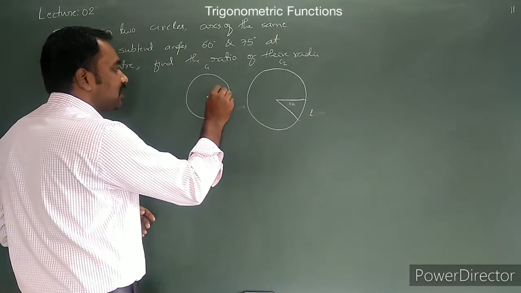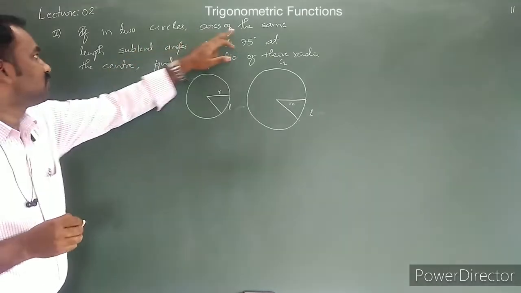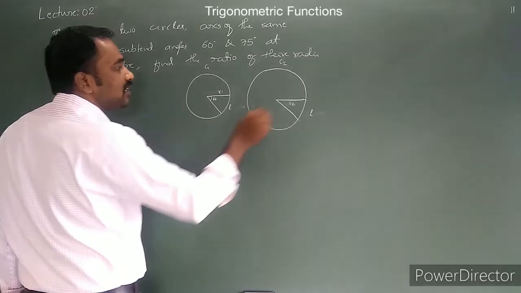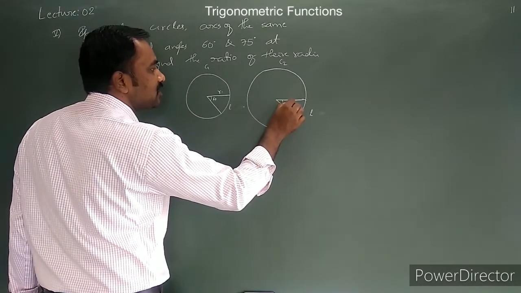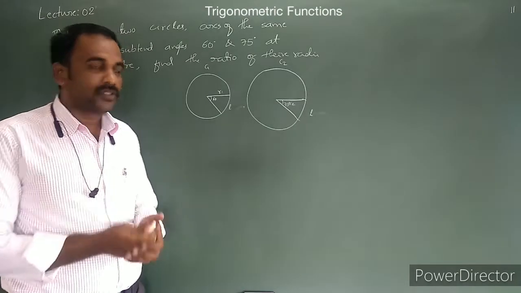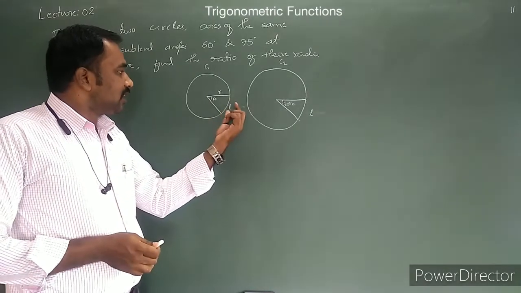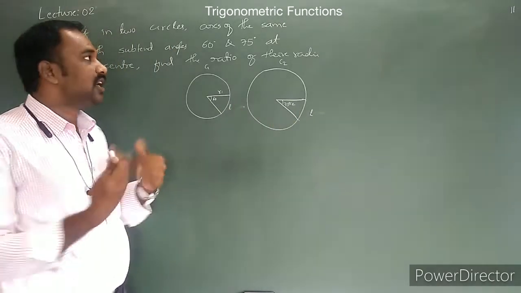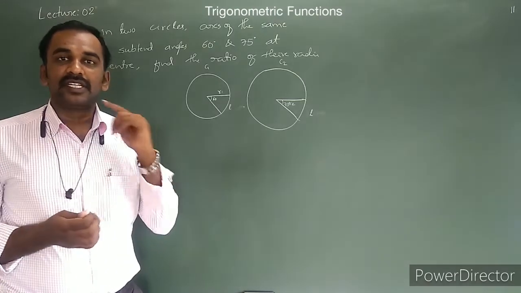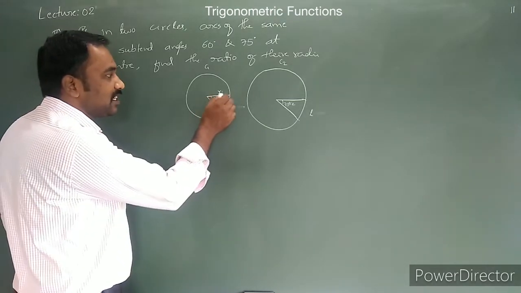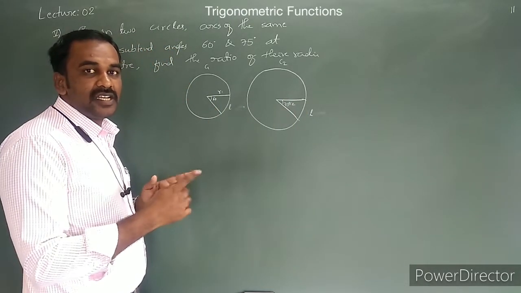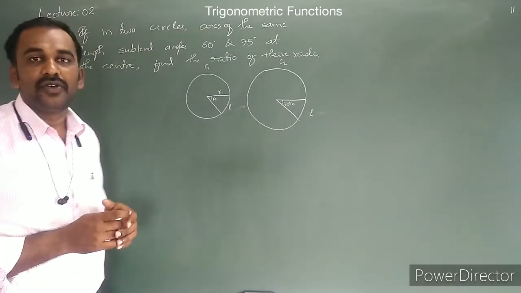In the first circle, how much angle is subtended? The arc subtends an angle of 60 degrees. In the second circle, it subtends 75 degrees. You might have a doubt: the arc length is the same, then how are the angles different? Obviously it will be different. It depends on the radius of the circle, because here a smaller radius is there and here a larger radius. If the radius varies, then the angle also varies.